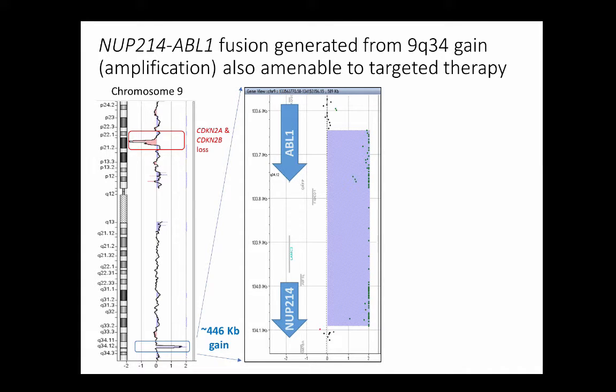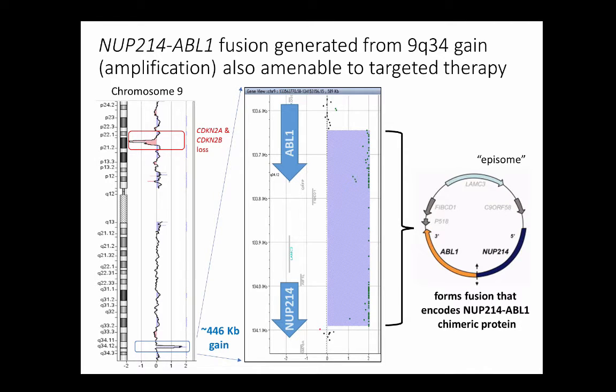Zooming in on that region, we can see that the breakpoints of this gain map within the gene NUP214 and the gene ABL1. And whereas we often think of gains occurring intrachromosomally, this is a unique mechanism in which this segment of DNA is actually excised from chromosome 9, so deleted from chromosome 9, and circularized to form what is known as an episome. And importantly, these breakpoints come together to form a fusion transcript of NUP214 and ABL1 that encodes a chimeric protein with both of their functional domains.